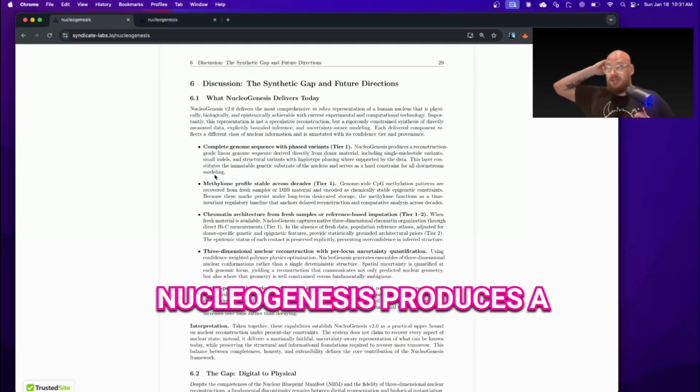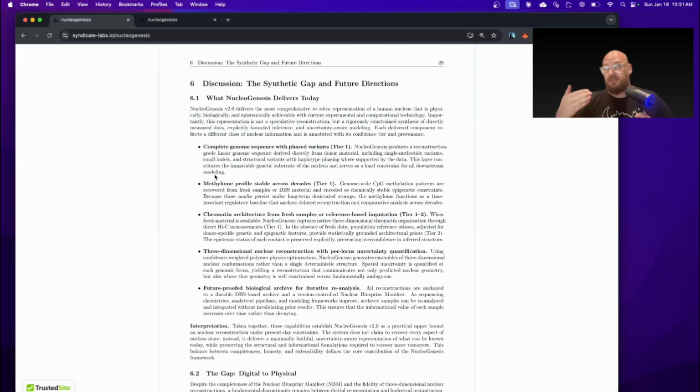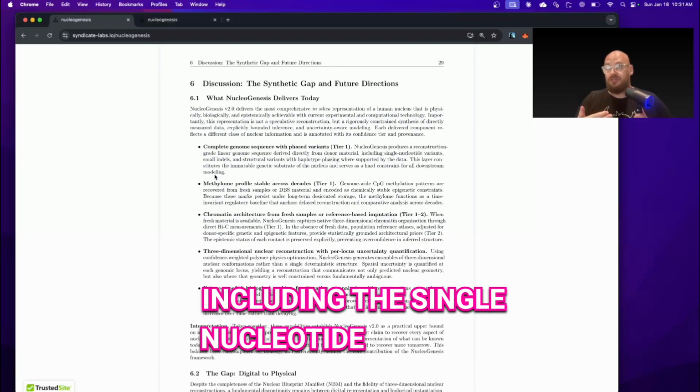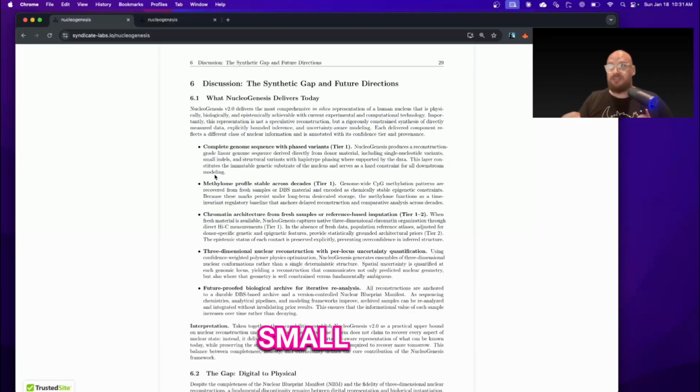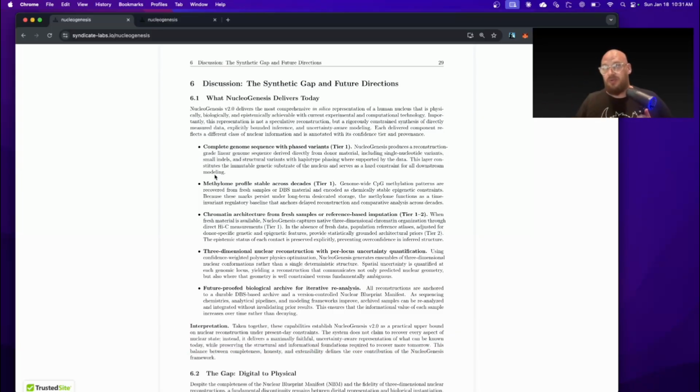Nucleogenesis produces a reconstruction-grade linear genome sequence derived directly from the donor material, including the single nucleotide variants, small indels, the structural variants, the haplotype phasing, and that is all supported by the data because this is testing that we can do today, which is a whole genome sequence.